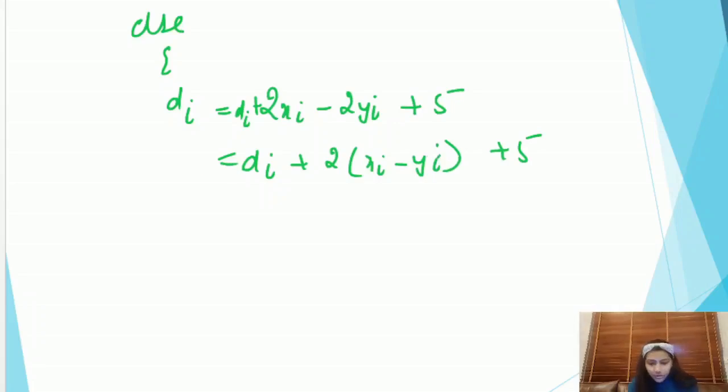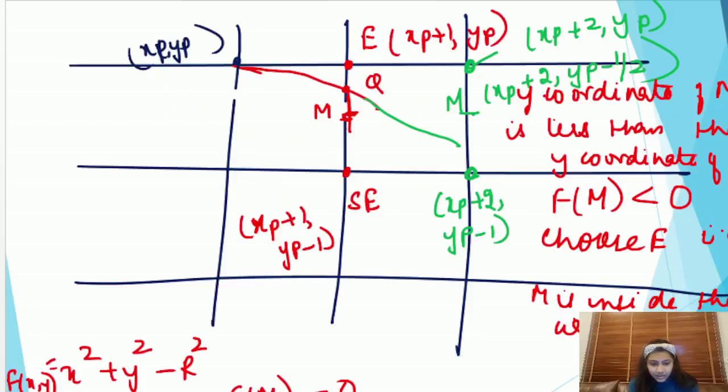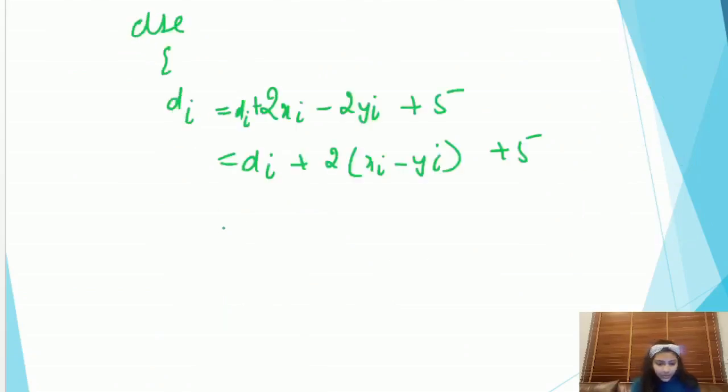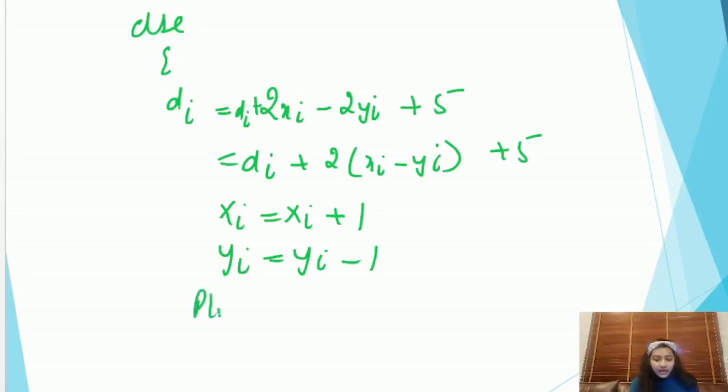Now जब हम साउथ ईस्ट को चूज करते हैं, so we can see जब भी साउथ ईस्ट पिक्सल सेलेक्ट हो रहा है तो x तो इंक्रीमेंट हो रहा है प्लस y जो है वो डिक्रीमेंट हो रहा है. So in this case xi plus 1 and y will be yi minus 1. We will plot this xi comma y. So this is the entire midpoint circle drawing algorithm.